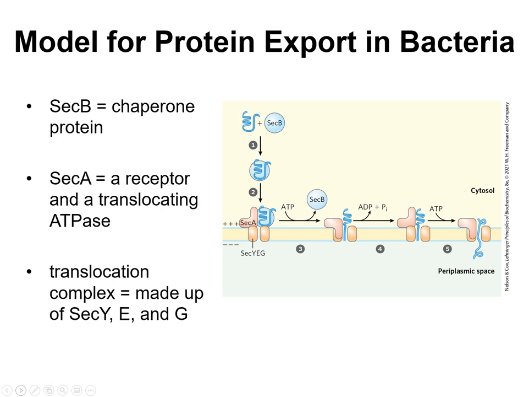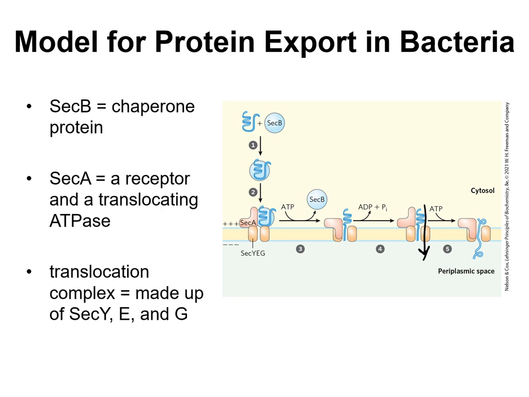There's a complex, SecY, E, and G, that makes up the translocation complex that SecA is associated with. So SecA is associated with the membrane on the cytosolic side of the inner membrane. Then you've got SecY, E, and G that are in that inner membrane. And upon ATP hydrolysis, you're going to allow that protein through the translocation complex to enter the periplasmic space.